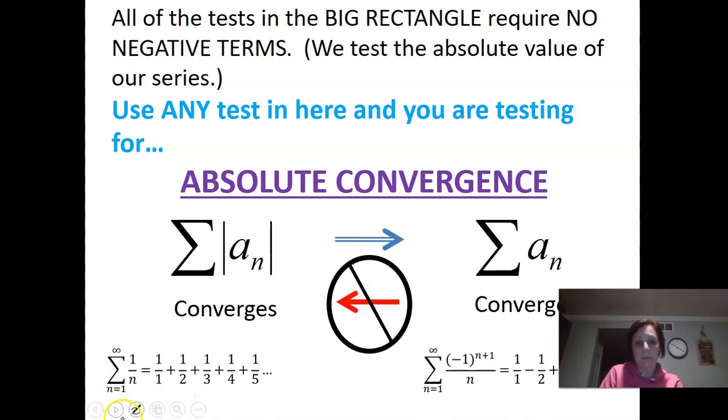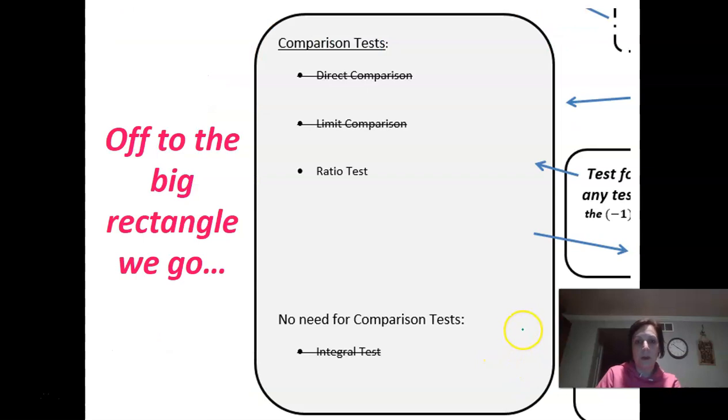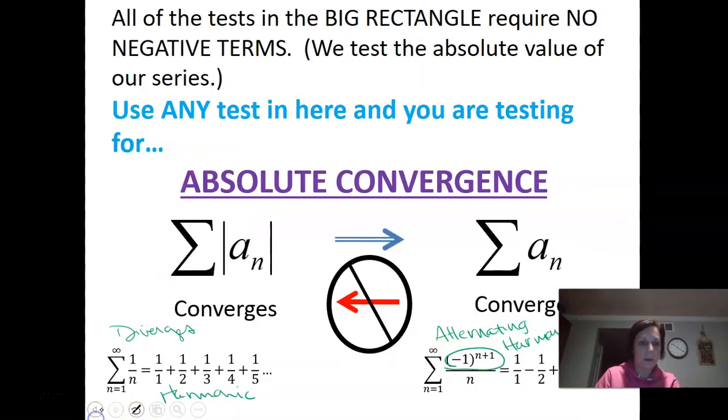Perfect example, this harmonic series. So this guy we said is called the harmonic series, right? And the harmonic series diverges. This guy over here, notice it's harmonic with one exception, negative 1 to the n plus 1. This guy is called the alternating harmonic series.